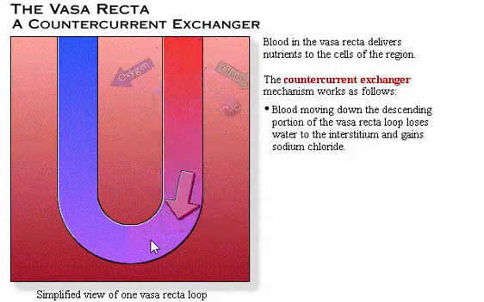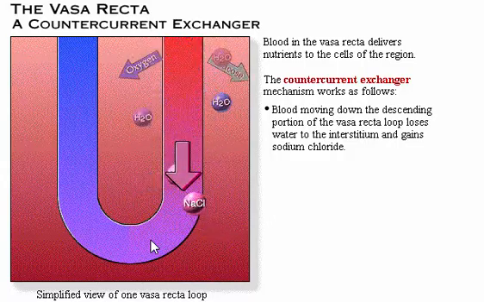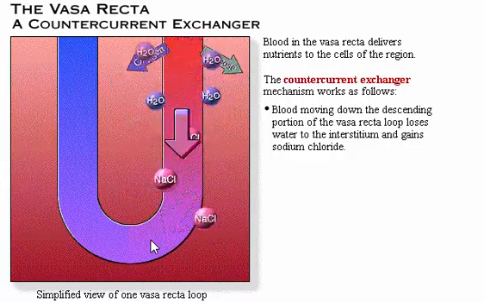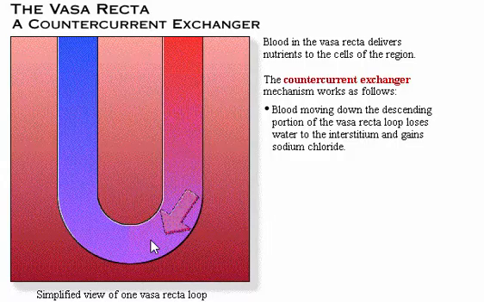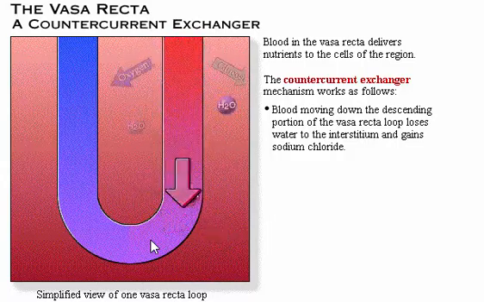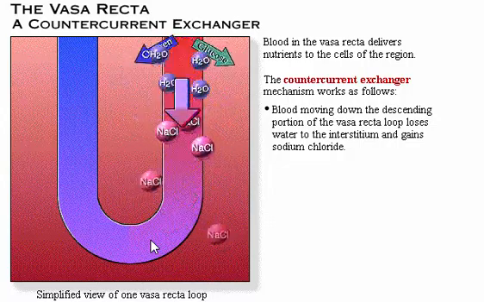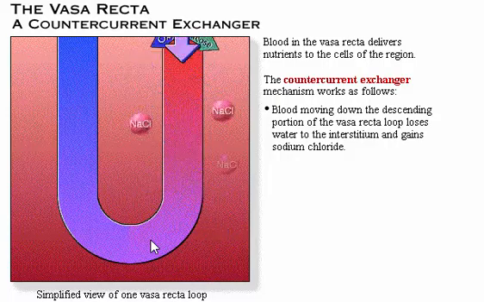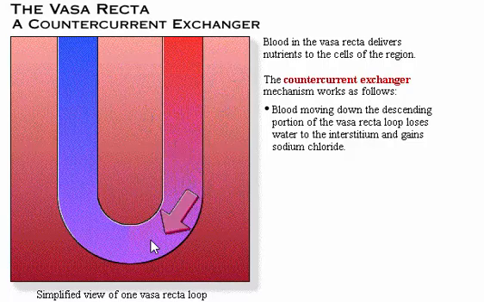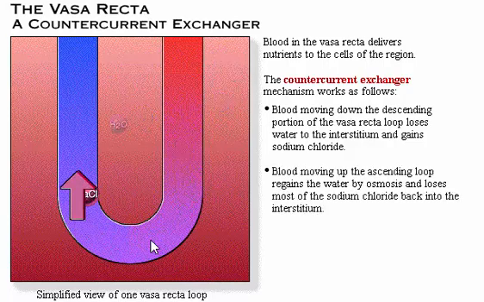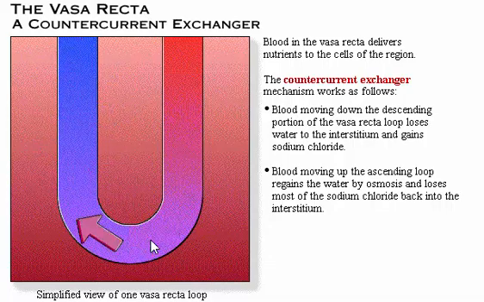However, the capillary actually reverses direction, so the conditions also reverse. The viscous blood moves up the ascending portion of the vasa recta through areas of decreasing osmolarity. The blood regains the water by osmosis and loses most of the solutes back into the interstitium. The net result is that the blood has brought nutrients to the cells of the medulla without carrying away extensive amounts of solute, which would weaken the osmotic gradient.